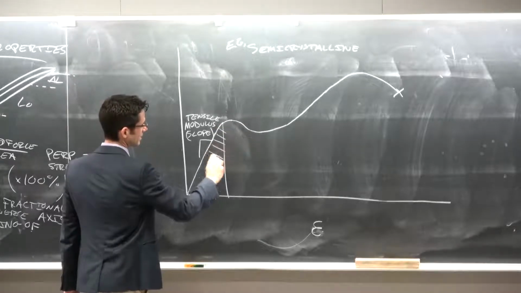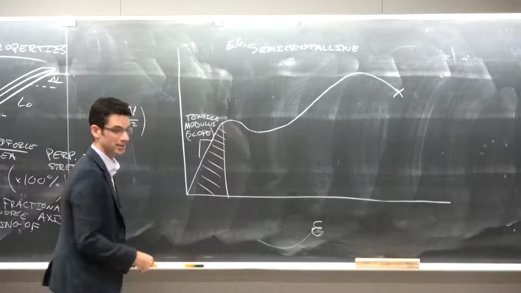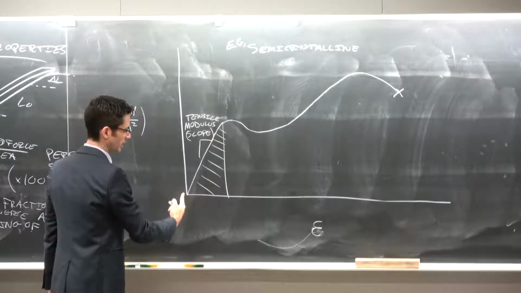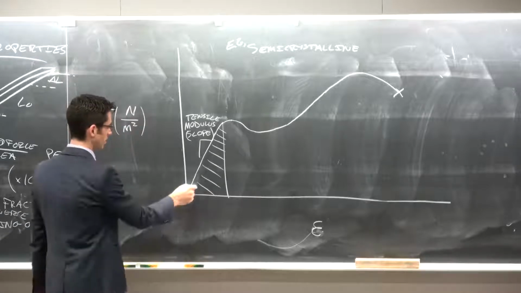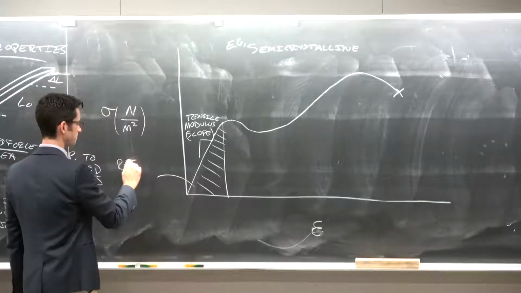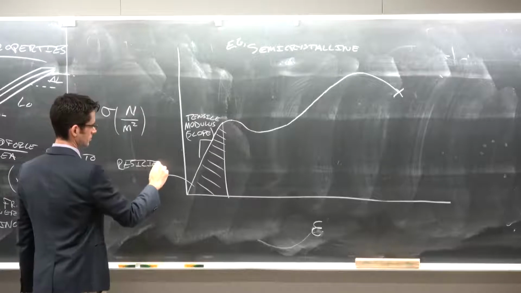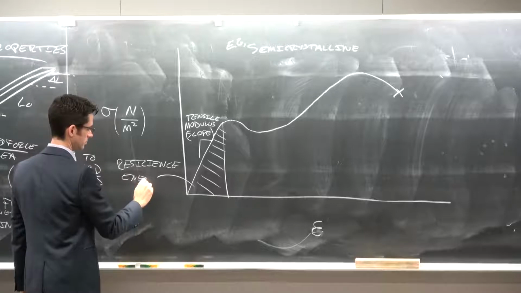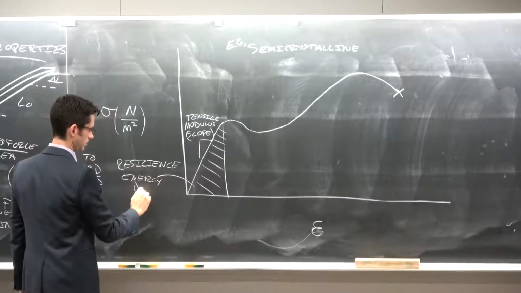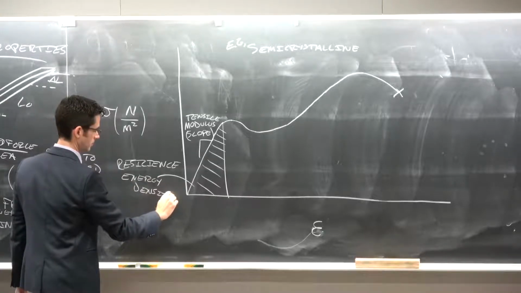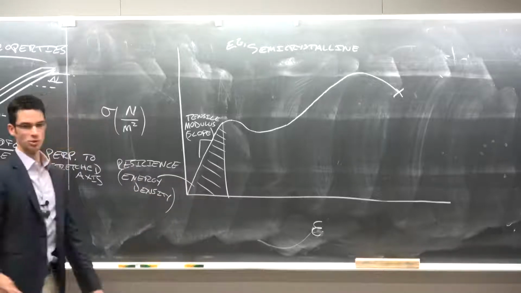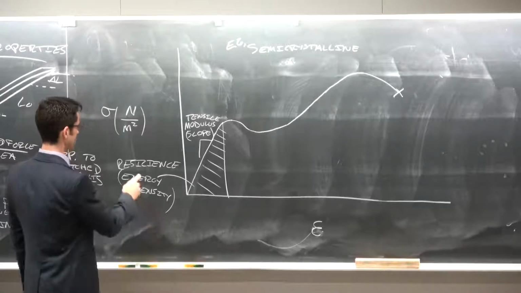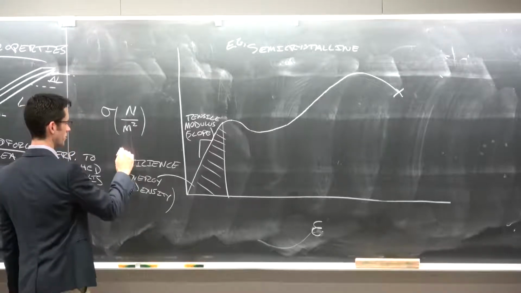And this region here, the integration of the stress strain curve in the elastic regime, is called the resilience. So this is an energy density, in units of joules per cubic meter in SI units. And this is the area under the curve.